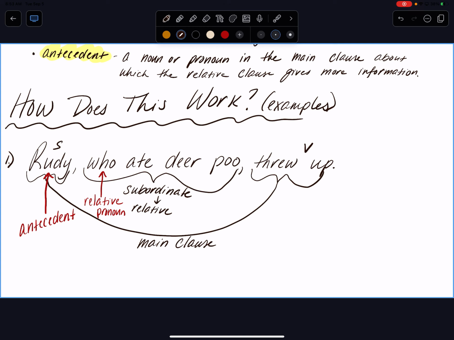In the relative clause, within this chunk here, it can have its own grammatical features. So technically speaking, what is the verb within the relative clause? Ate. Okay, so that would be a verb. What's the subject of the relative clause? Who, which is referring to Rudy. And what is the direct object? Deer poo. Good. So you see how that works? It's almost like a parenthetical.